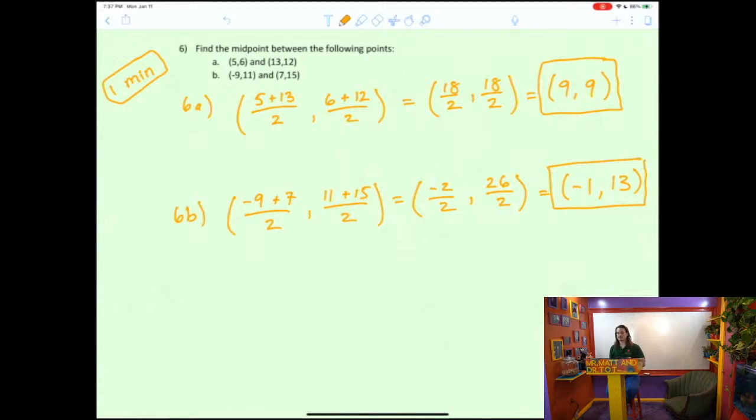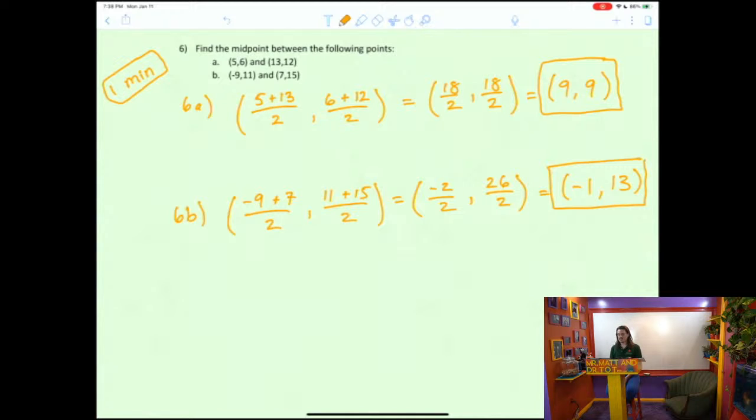Okay, so calculating the midpoint, we're literally just taking the average of the x-coordinates, comma, the average of the y-coordinates. So for 6a, the x-coordinates are 5 and 13, so I'm going to have 5 plus 13 divided by 2, comma, the y-coordinates are 6 and 12, so we'll have 6 plus 12 quantity divided by 2. 5 plus 13 is 18, 18 divided by 2 is 9, 6 plus 12 is 18, 18 divided by 2 is also 9. So the midpoint here is going to be 9, comma 9.